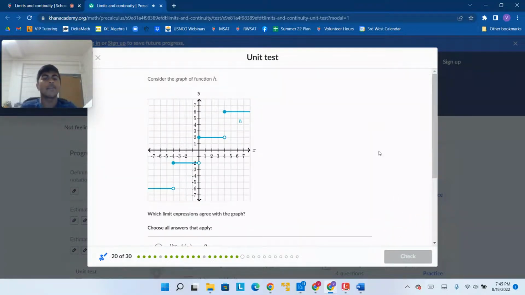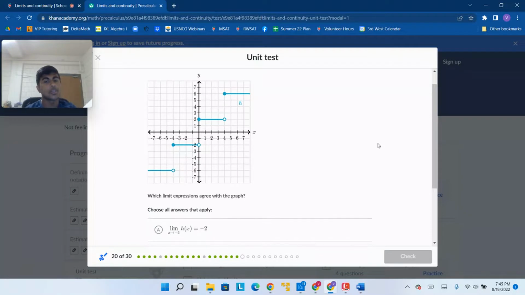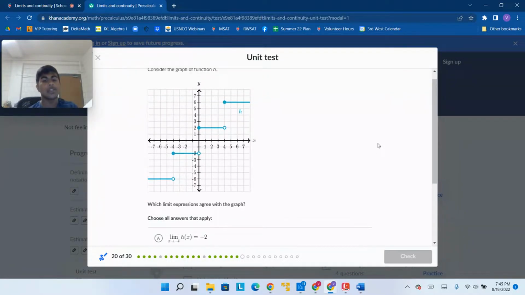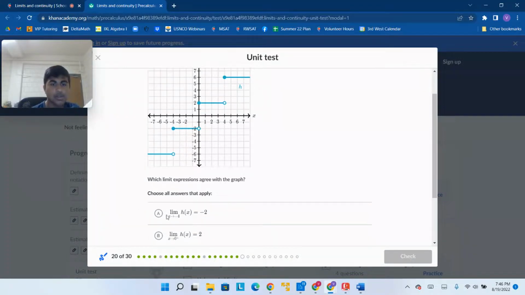All right, now we have the graph of function h. Which limit expressions agree with the graph? Choose all answers that apply. Limit as x approaches -4 equals -2. So -4, where is the -4? -4 is here. Well, we can go from both sides. That doesn't really make any sense.